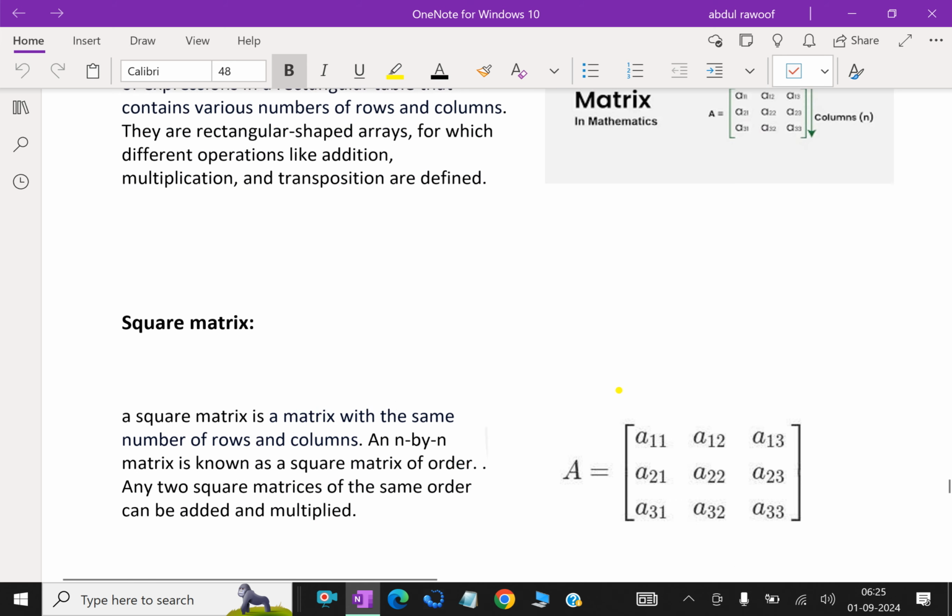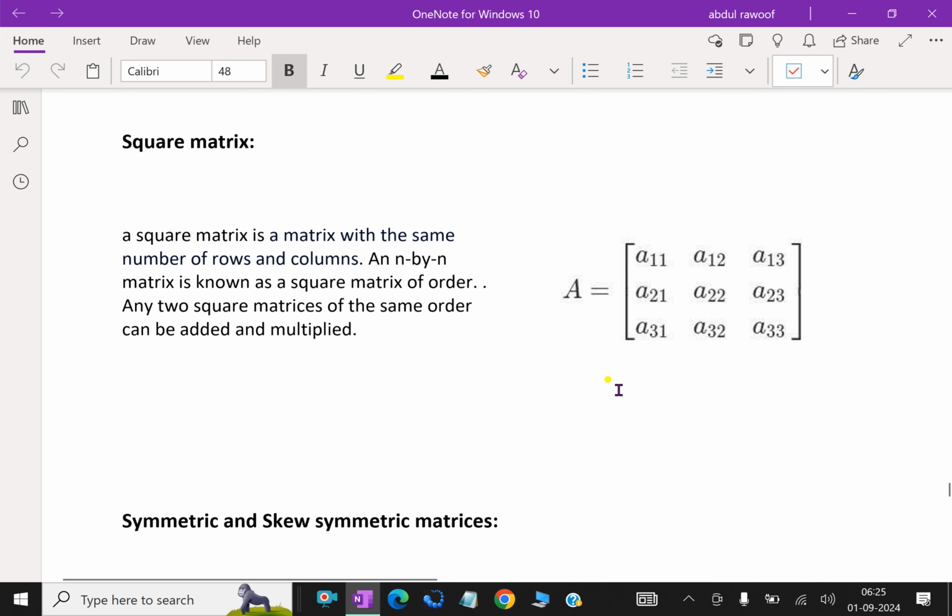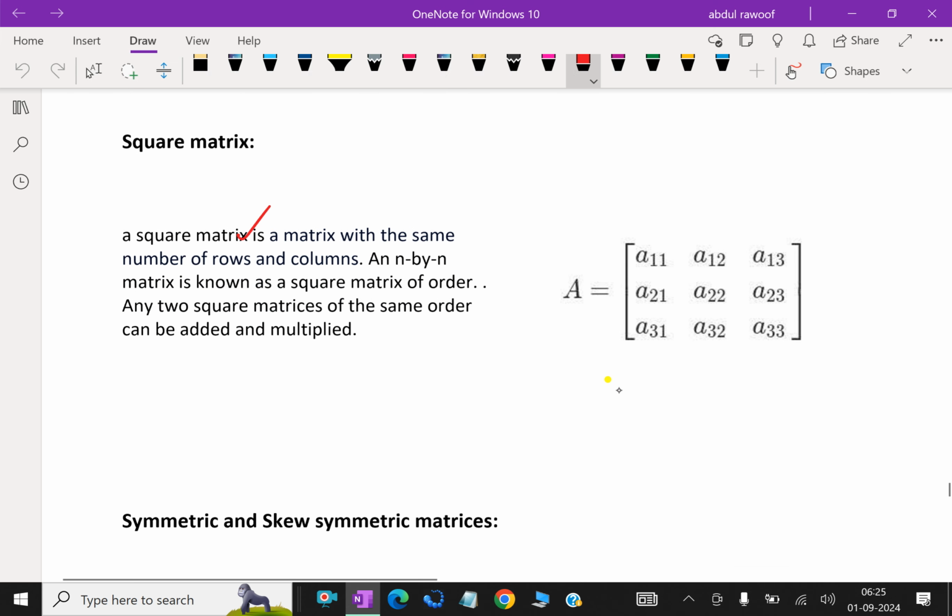Next, the square matrix. A square matrix is a matrix with the same number of rows and columns. An n by n matrix is known as a square matrix of order n. Any two square matrices of the same order can be added and multiplied. Here, this is a square matrix, that is, the number of rows and the number of columns are equal.